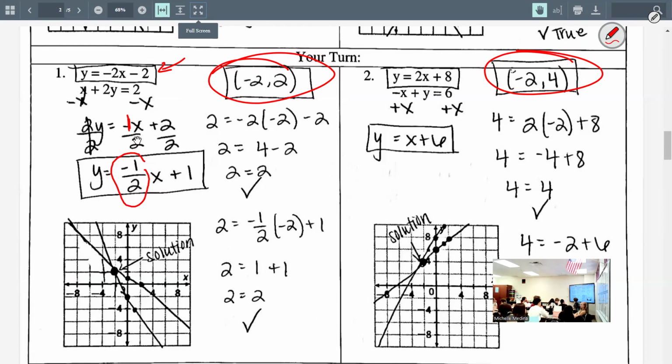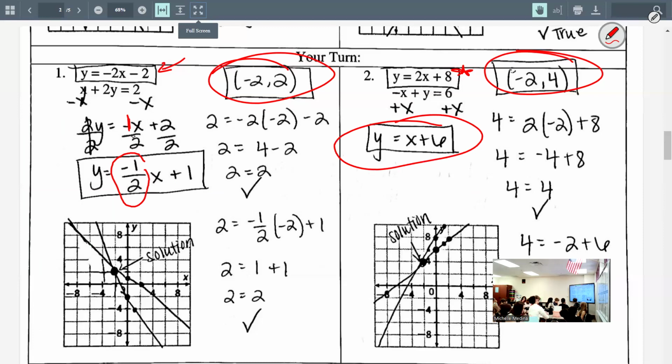Now moving on to this one. One of them is already in slope-intercept form, so you just go ahead and graph that one. Plot your y-intercept first, use your slope to find the next points. And then this one you had to rearrange. But this one was a little easier to rearrange because it was just one step. To cancel out the -x, you add x on each side. And now you can graph this.